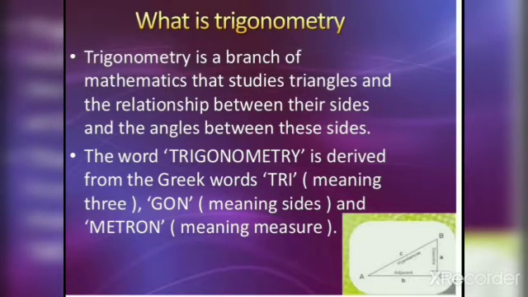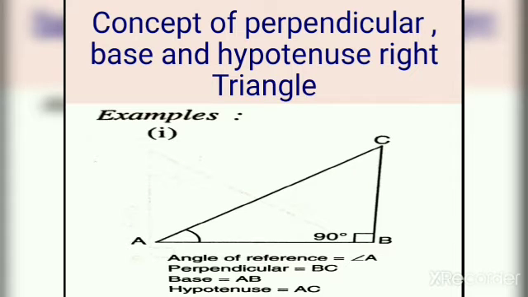So in this unit we are going to deal with the relations of sides and angles of right angle triangle only. You might be knowing what is a right angle triangle. In a right angle triangle, one of the angles will be 90 degrees. So we'll see the concept of perpendicular, base and hypotenuse of a right angle triangle.